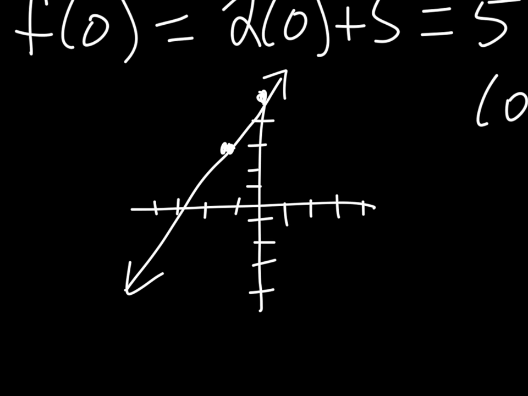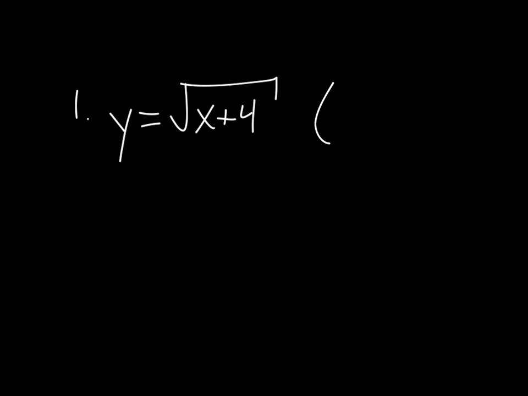All right, so let's jump up to part of the assignment, which is on page 115. So let's just do number one. What is number one? y equals the square root of x plus 4. And next to that, they gave us 2 points. What are they? 0, 2 and 5, 3. Oh, that's going to be easy with our calculator.